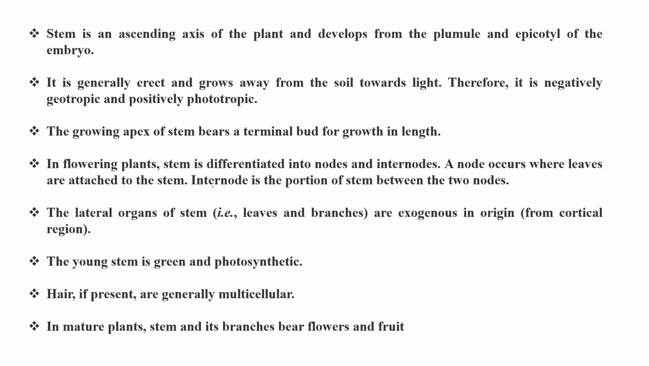So stem is an ascending axis of the plant that develops from the plumule and epicotyl of the embryo. It is generally erect and grows away from the soil towards light. This is the sun. Suppose a stem is found to grow in this direction, that is towards light. Therefore, it is positively phototropic. It is growing towards light, and negatively geotropic.